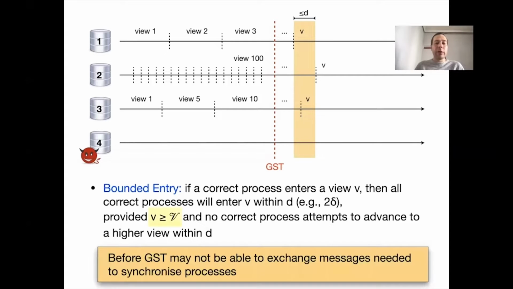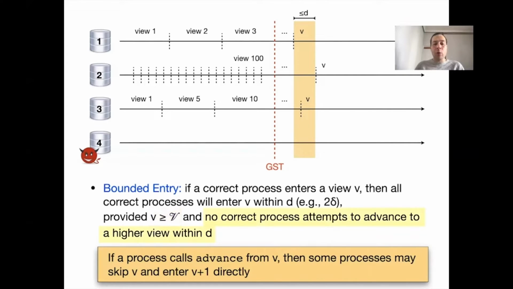First, we don't guarantee bounded entry for all views V, but only starting from some view calligraphic V that is existentially quantified. That's because before GST, the synchronizer cannot guarantee much because it can't exchange messages needed to bring all processes into the same view. And so we only guarantee bounded entry for views entered after GST.